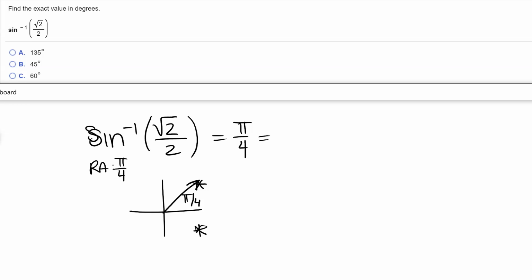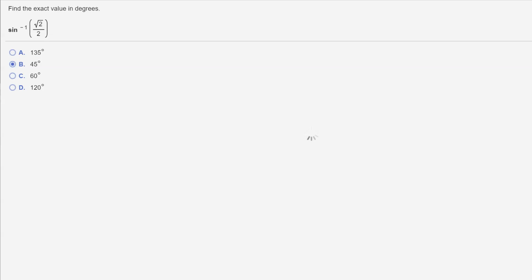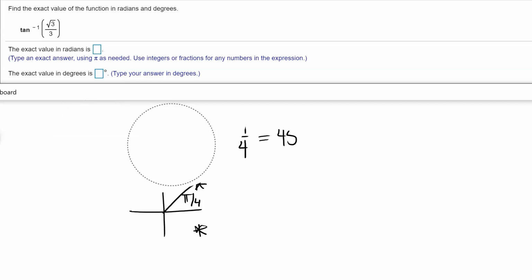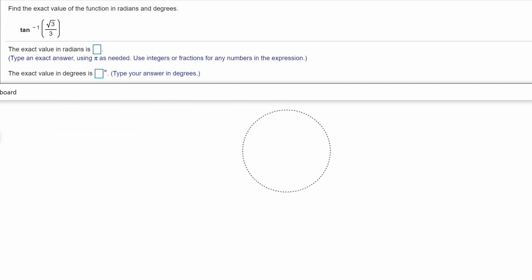Oh, they actually want degrees this time. That's 45 degrees. I think I'm going to get a really bad score on this because I haven't entered half of the problems here. And my problems seem to get easier as I go on. I don't know if you guys found that.